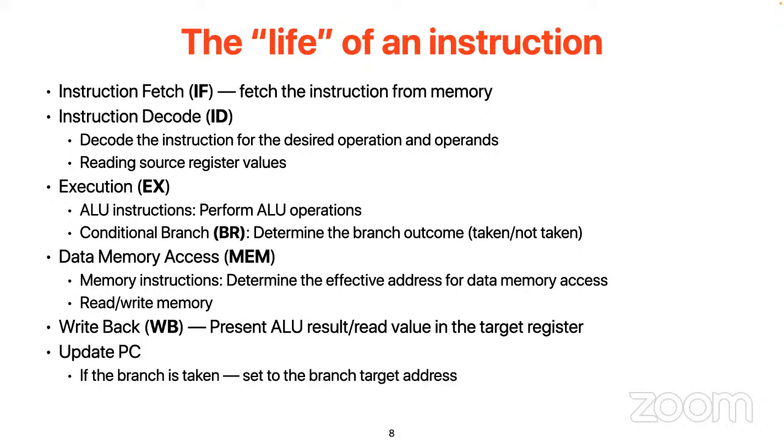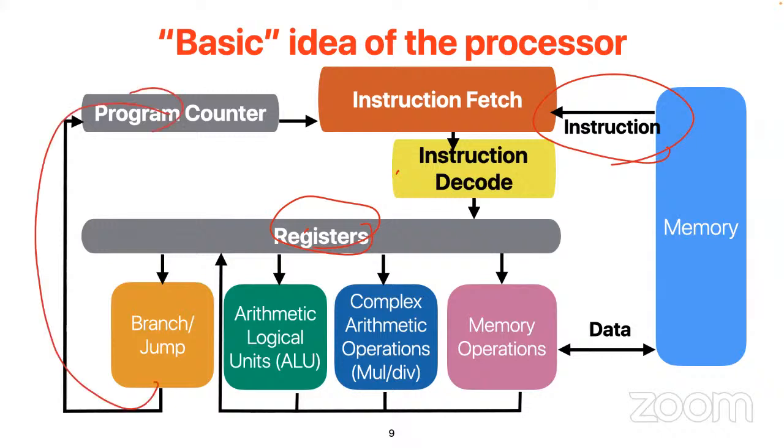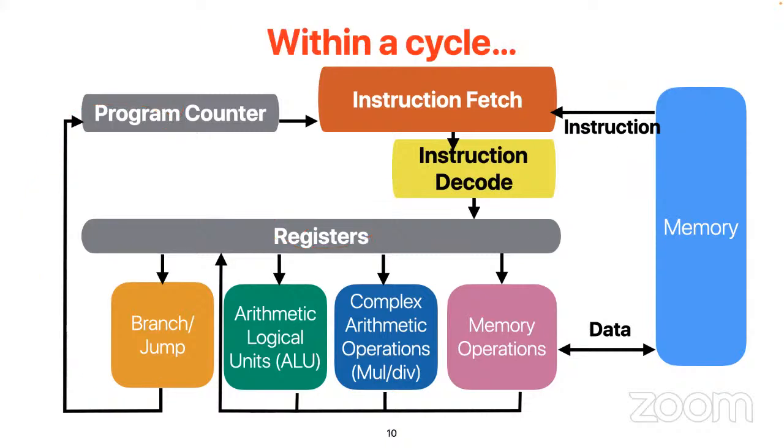And finally, you need to update the PC, and depending on whether the branch is taken or not taken, you will do it differently. So with that, this is the basic idea of the processor. First of all, you have instruction fetch, to fetch instructions from the memory, and then you decode the instruction and prepare the registers and feed the instruction into different parts of the computer. And then finally, you update the program counter if necessary.